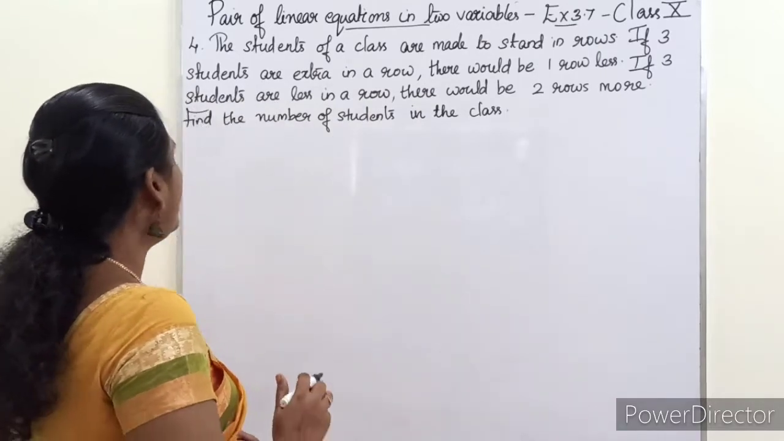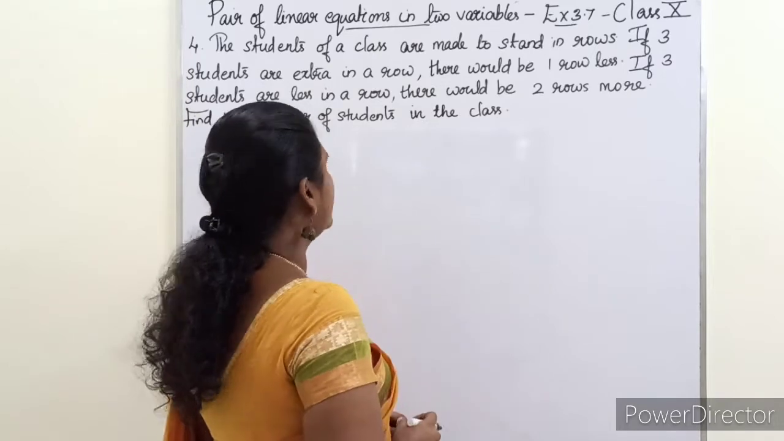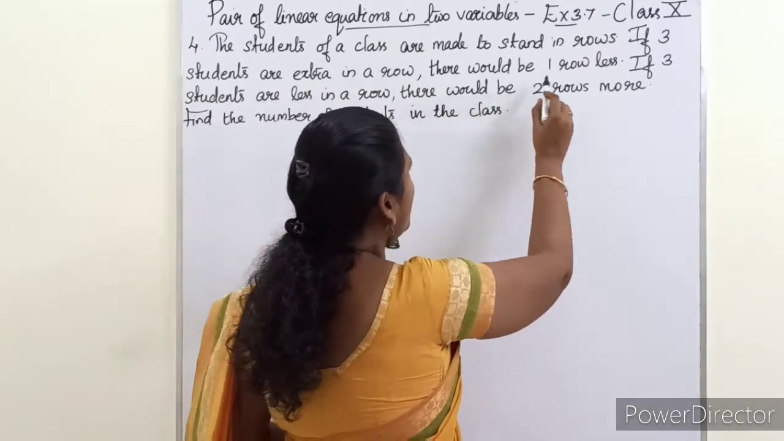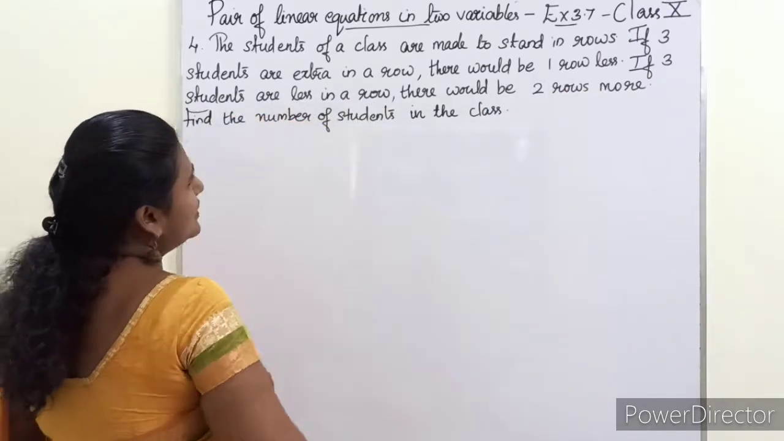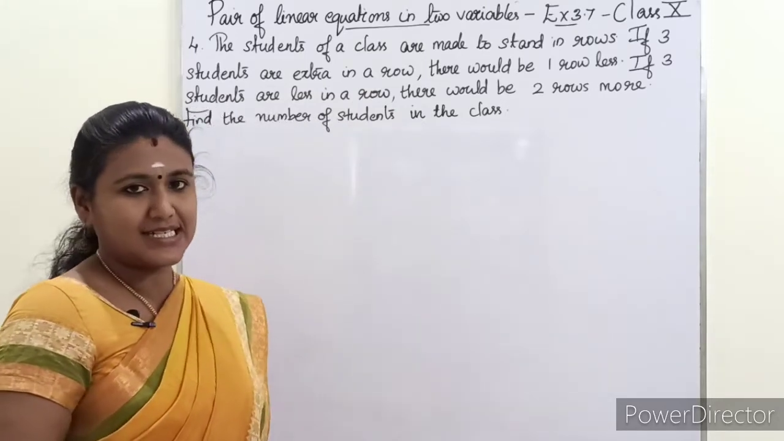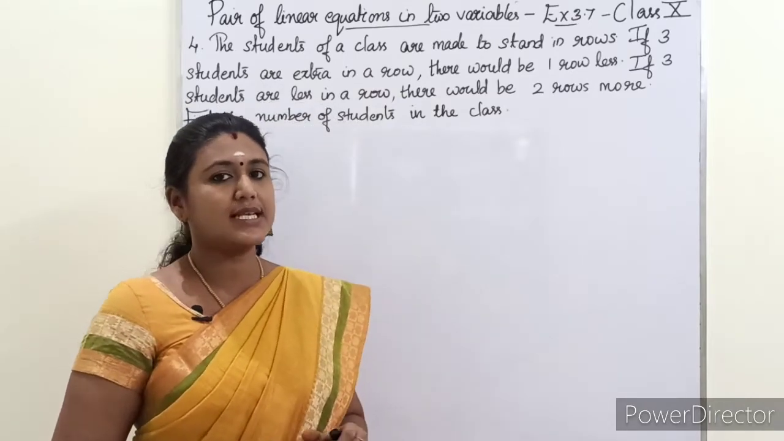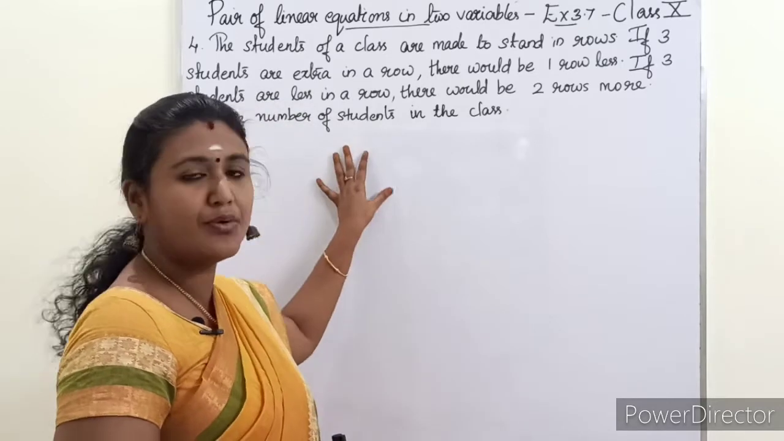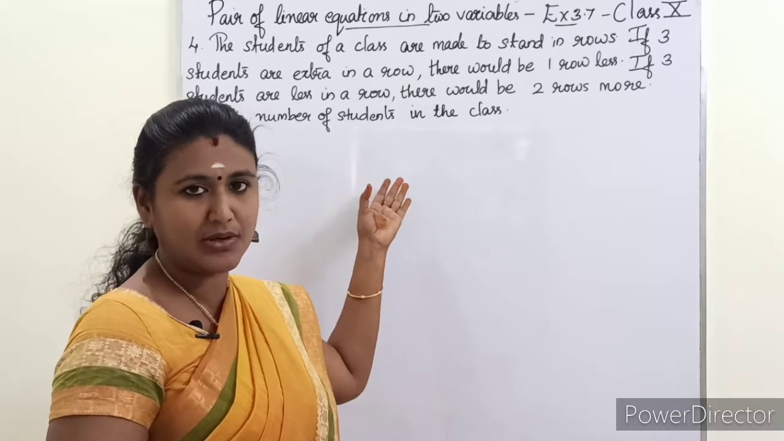Question number 4: The students of a class are made to stand in rows. If 3 students are extra in a row, there would be 1 row less. If 3 students are less in a row, there would be 2 rows more. Find the number of students in the class. Here we have to find the number of students in the class, but we need 2 variables. So we have to derive 2 linear equations in x and y from the given question.